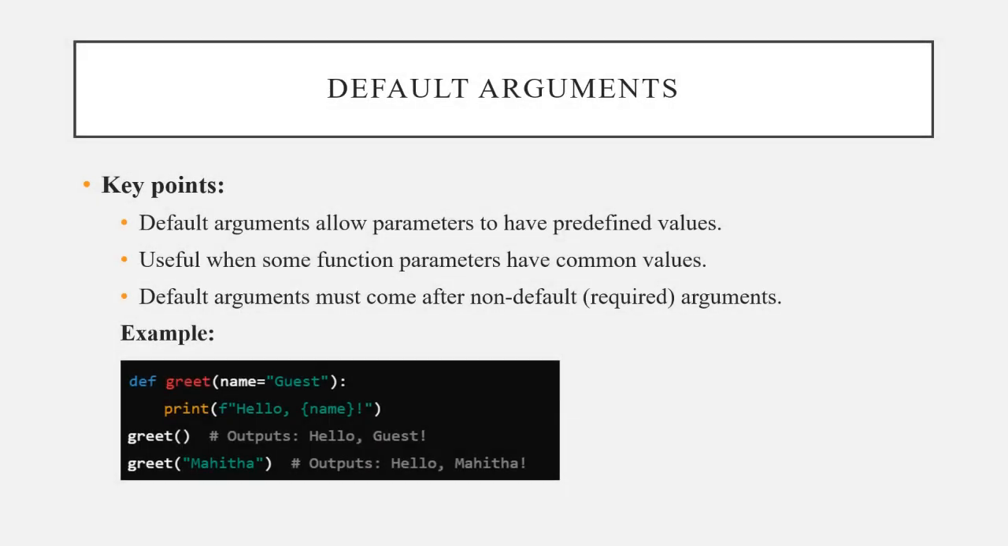Now let's start with default arguments. This allows you to assign a default value to a parameter, which means if the caller doesn't provide an argument, your function will still work. For example, in this greet function, if you don't pass a name, it will say hello guest by default. This is handy when you want functions to run with minimal input or when a parameter is usually the same.